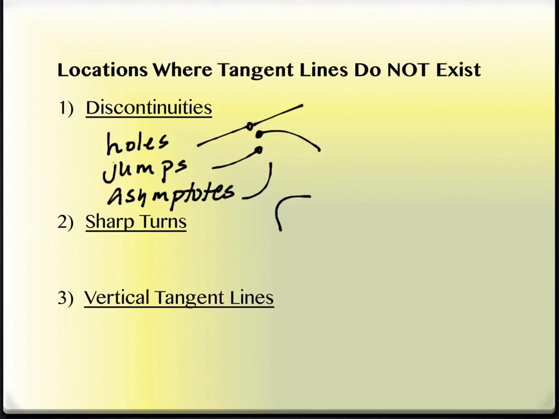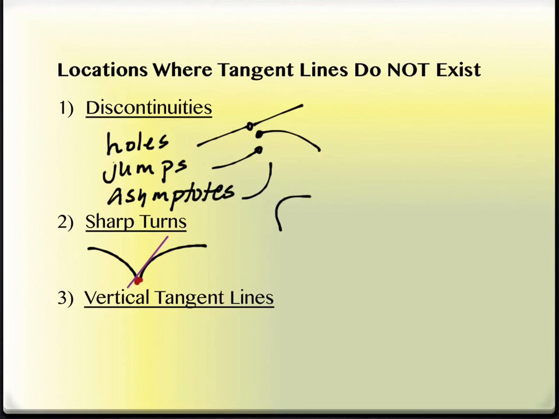So one of them is a sharp turn. So if you had a graph that looked like this, and it has this sort of cusp or a sharp turn on it, there's no tangent line there. And I'm just going to argue visually why that would be reasonable. If I were drawing tangent lines over here, tangent lines would look something like this, right? My purple line.